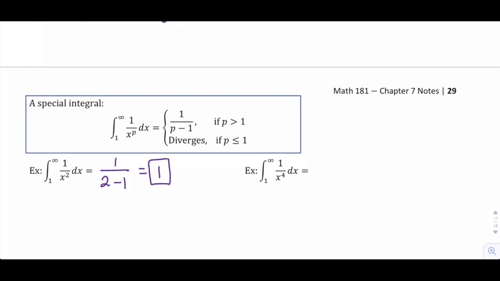Let's look at that second example. The integral from 1 to infinity of 1 over x to the 4th dx. Again, this will also converge according to the box above, and we can find what the integral is without having to take the integral. We just need to substitute into our formula. 1 over p, our p in this case is 4, minus 1. That's going to give us 1/3.